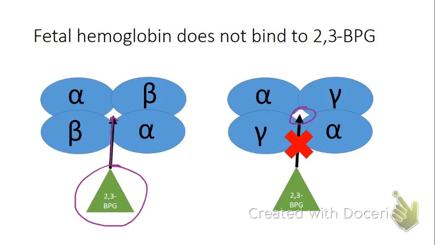And so gamma, if you remember, gamma subunits bind oxygen tighter than their alpha subunit counterparts. This is due to the fact that they need to remove the oxygen from their mother's blood system. And so that's why. But in class, let's go back a couple slides.